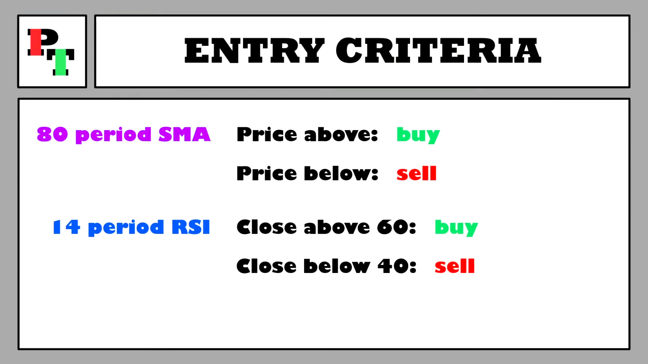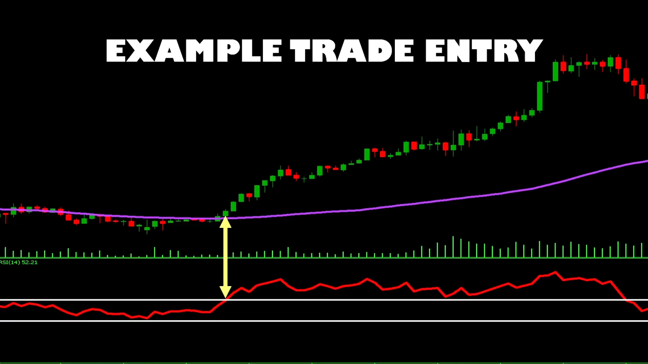And then when it comes to the RSI, if the simple moving average is telling us to take buy signals, then we'll enter a buy trade when the RSI first closes above the 60 value. If the SMA is leading us into sell signals, then we'll hop into a sell trade when the RSI first closes below 40.